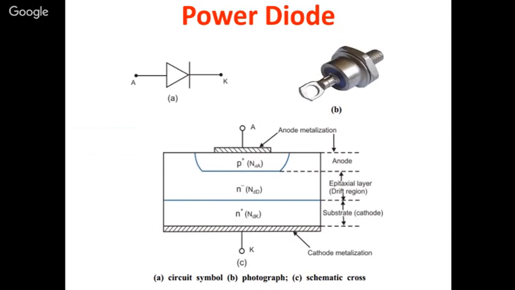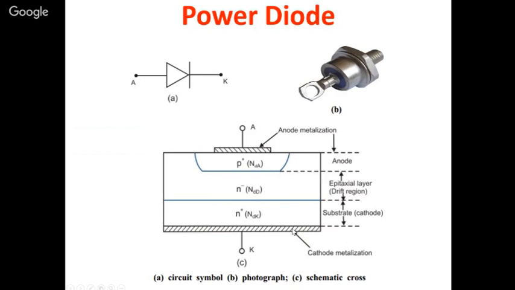Next, this is a power diode. This is the basic symbol of a power diode. It has a P region and an N region, anode and cathode, and this is the general structure of a power diode. These power diodes we mainly screw to the heat sink, because when these devices carry a very high amount of current, heat is generated. This heat may damage the device, so we screw them or clamp them to heat sinks. Here you can see the screw-like arrangement where you can screw this to the heat sink.